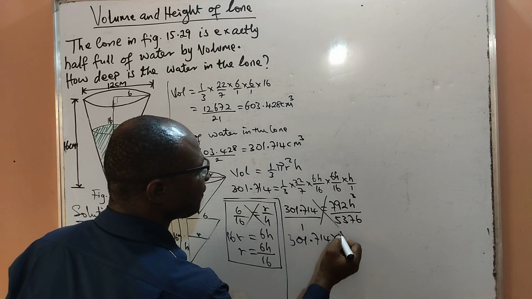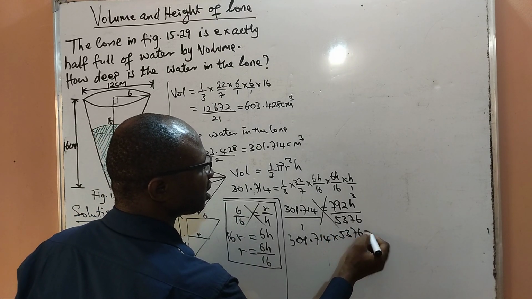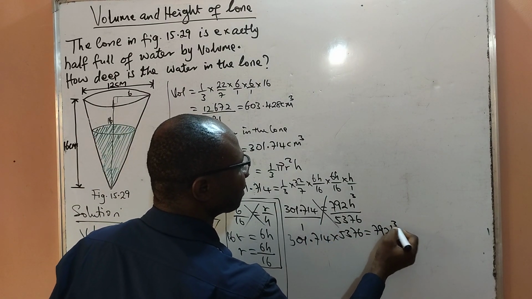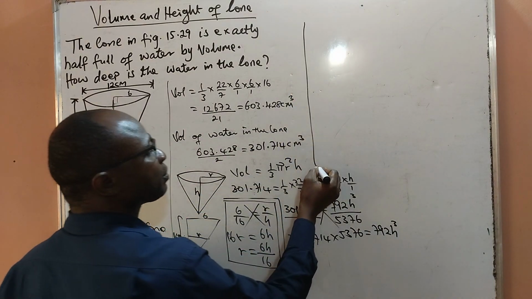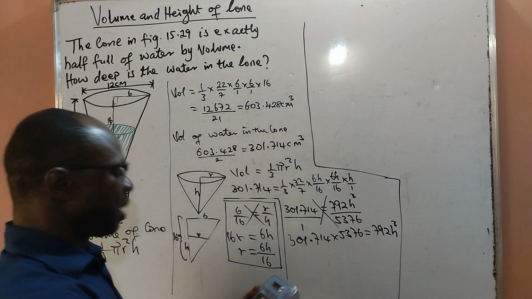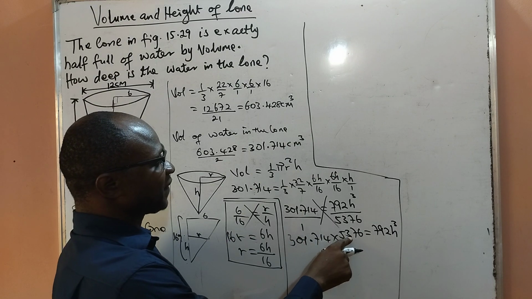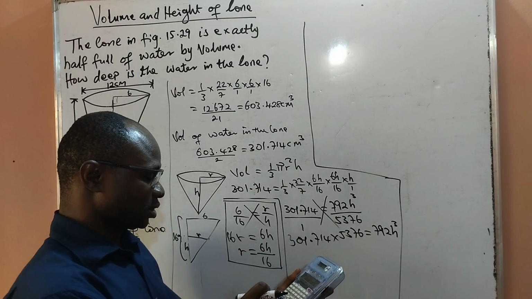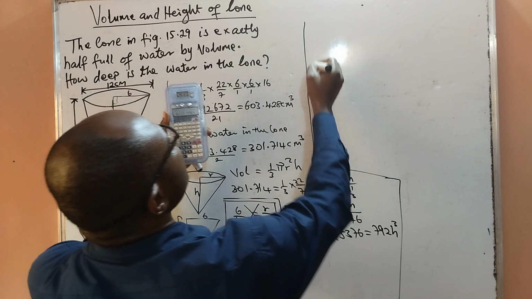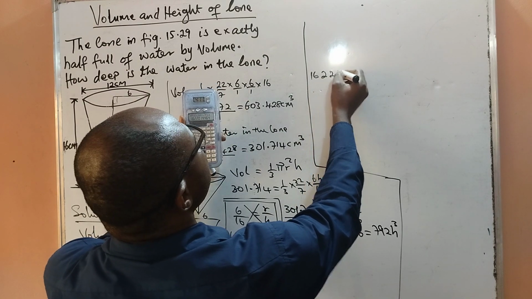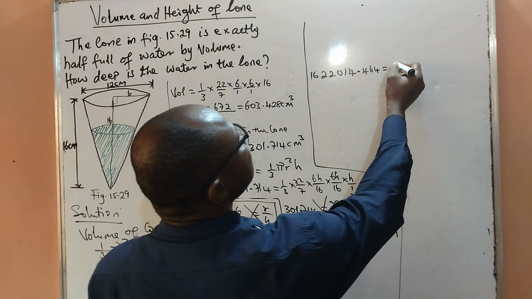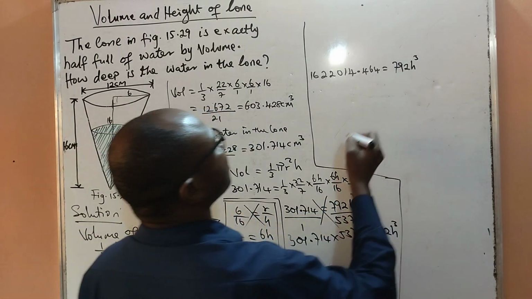301.714 multiplied by 5376 is equal to 792h to the power 3. Let us put it up. Very good. Now, moving forward, what I will now have, I will multiply 5376 times 301.714. This is going to give me 1622014.464 equal to 792h to the power 3.